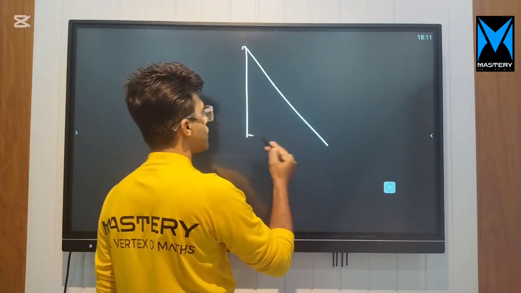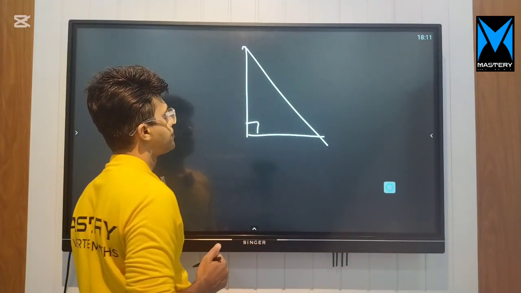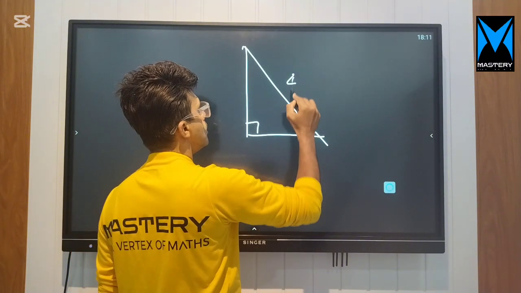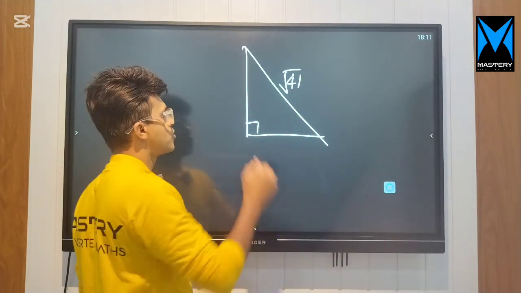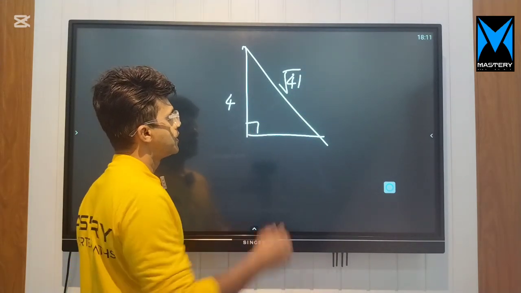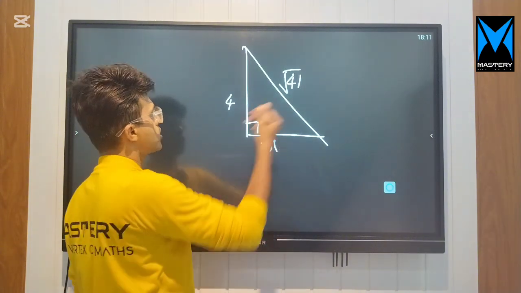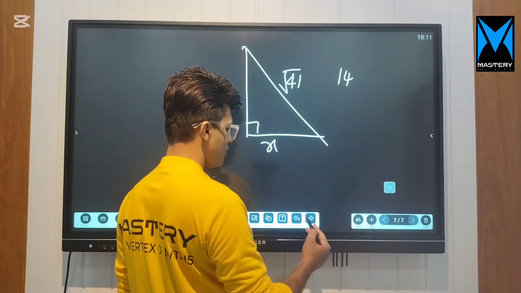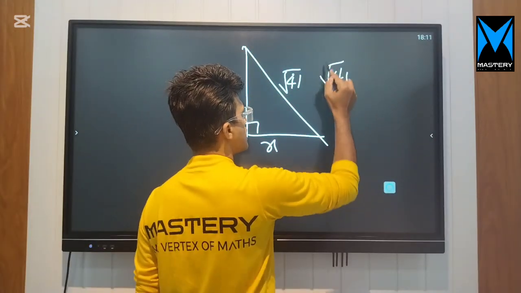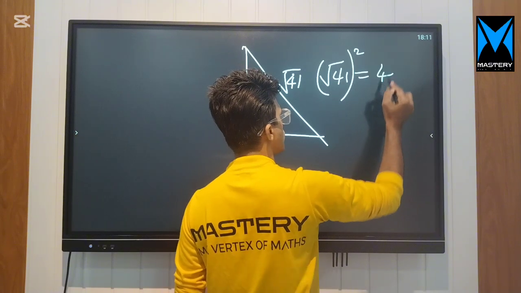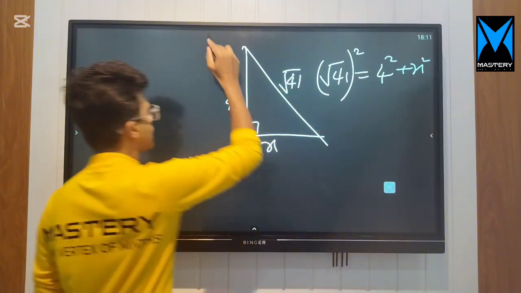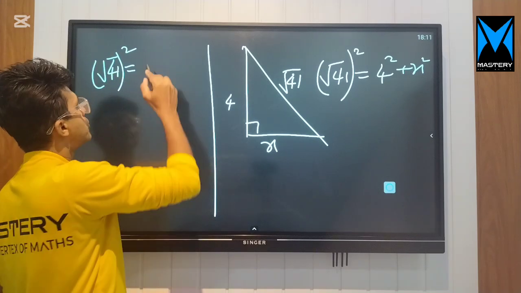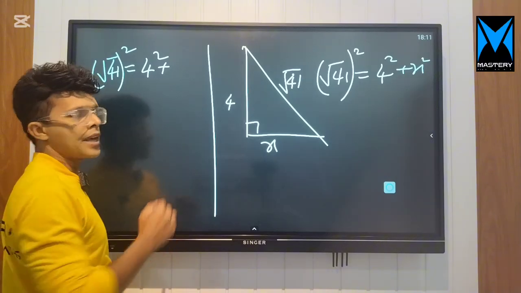Okay, think of this one. How can you get the value of x here? It has been given that the hypotenuse is root 41, here 4, here x. How do we work with root 41? Don't forget root 41 squared. Find the value of x. We get root 41 squared equals 4 squared plus x squared.